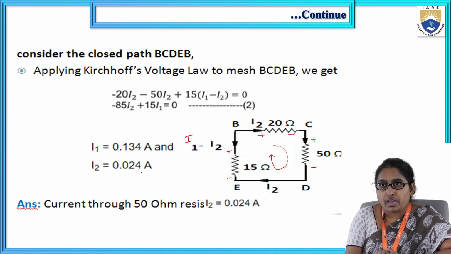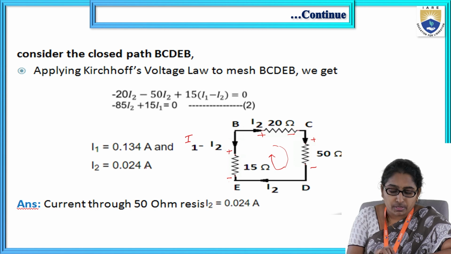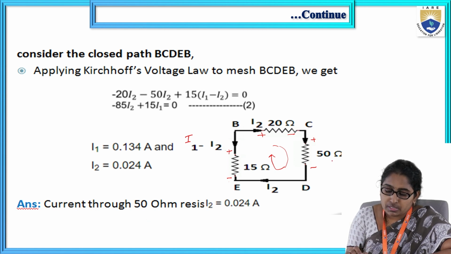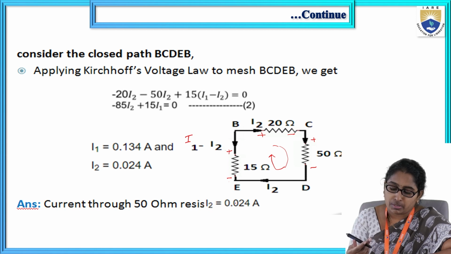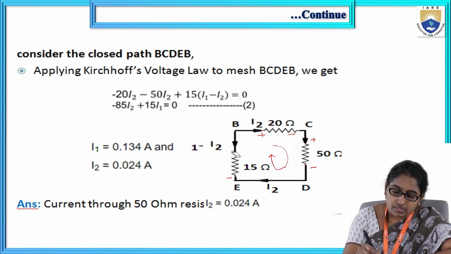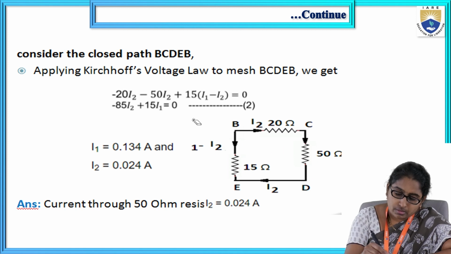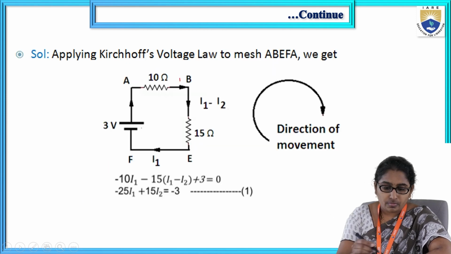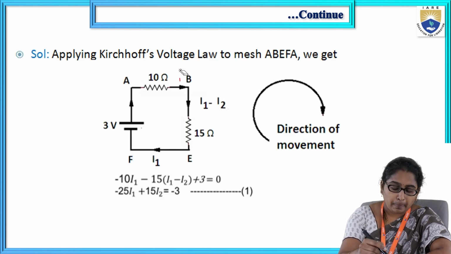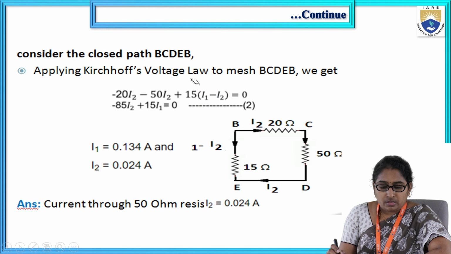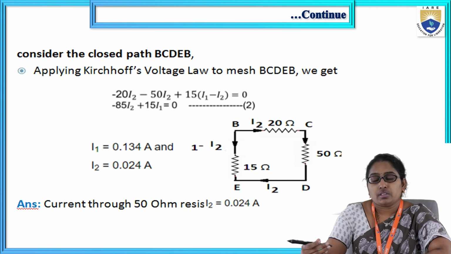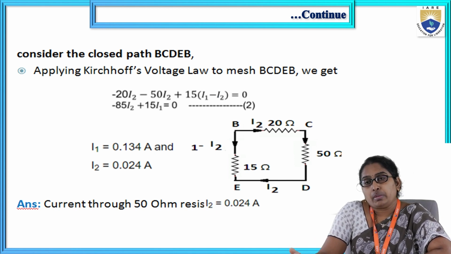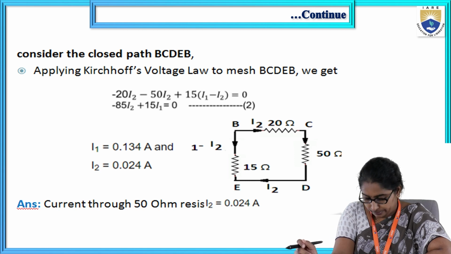What is the question? They asked to find the current in 50 ohm resistor. So in 50 ohm resistor, the current is I2. So the current is given by 0.024 amperes. So that is how the problem is, a problem based on KCL and KVL.